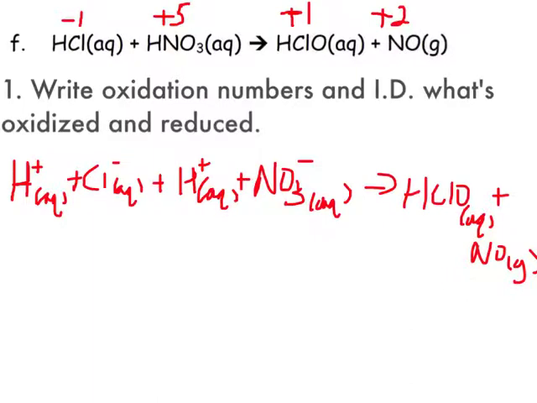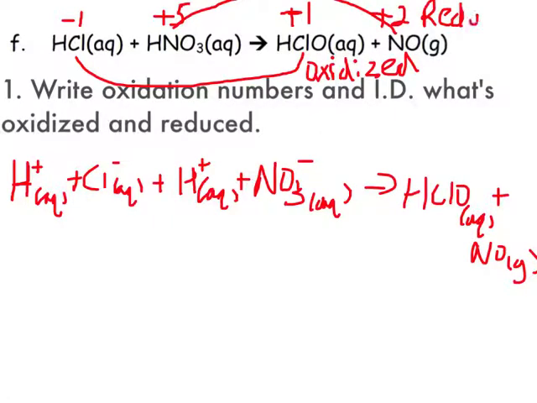I've also written here the oxidation numbers, and I can see that the chloride, the Cl minus, goes from being a 1 minus to a 1 plus. And the nitrogen goes from being a plus 5 to a plus 2. Therefore, the Cl is oxidized, and the nitrogen is reduced. If you're not quite sure how to do that, it's important that you go back and review the videos on writing oxidation numbers and identifying redox reactions.